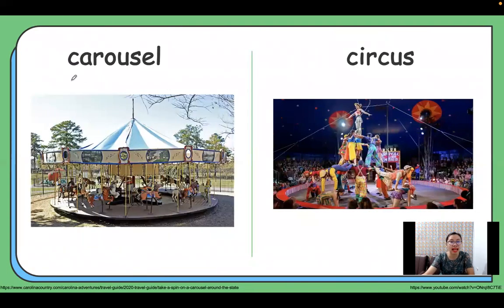Next one is carousel. Carousel is like this one. It's a horse where you ride a horse and then it turns around. Have you tried riding a carousel before? Yes. Okay.